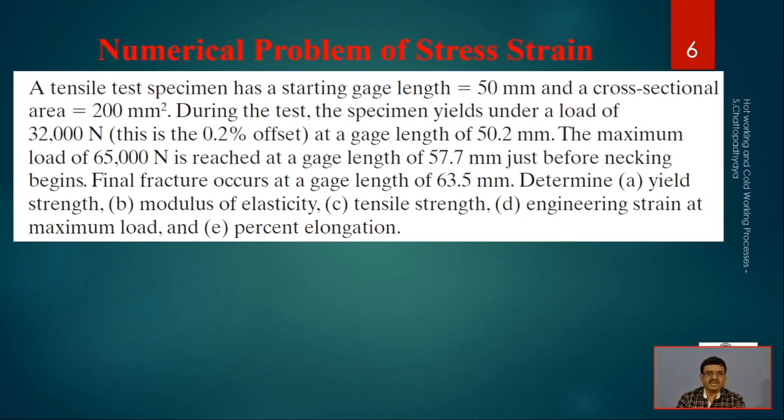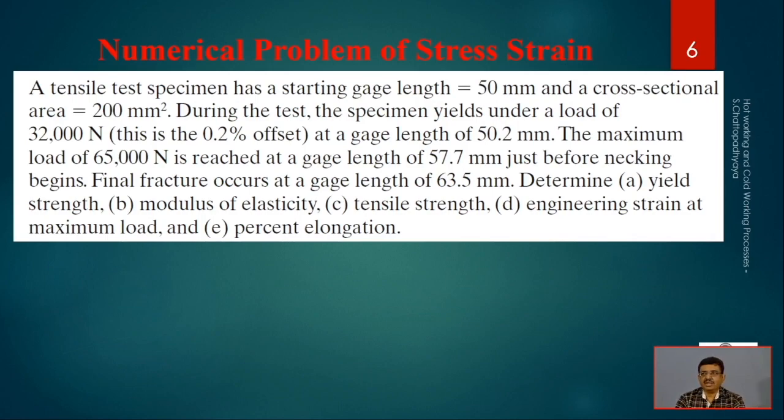The problem states like this: a tensile test specimen, which is very important for mechanical engineering. So we have to prepare a tensile test specimen that has a straight gauge length of 50 millimeter and a cross sectional area of 200 millimeter square. We have to understand the stress, strain, and the problems associated with that. So the gauge length is 50 millimeter and the cross sectional area is 200 millimeter square.